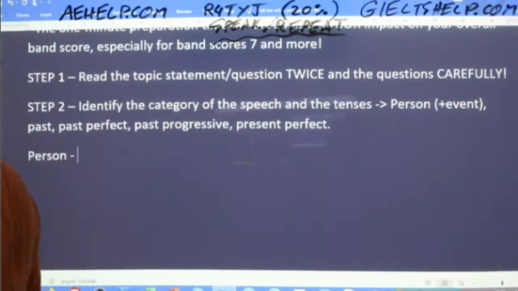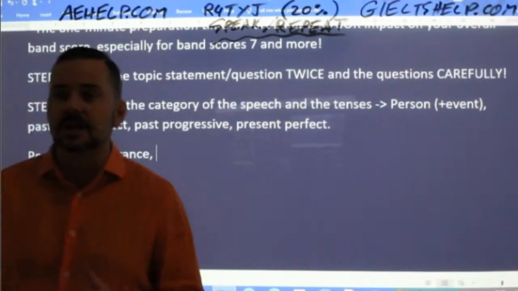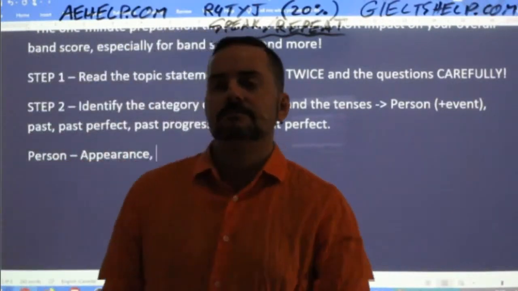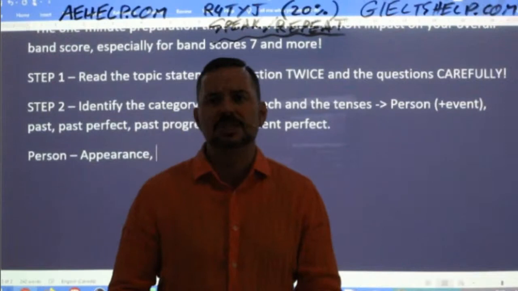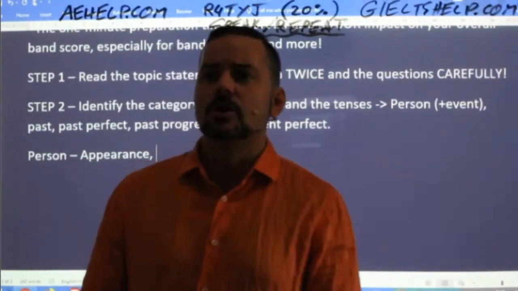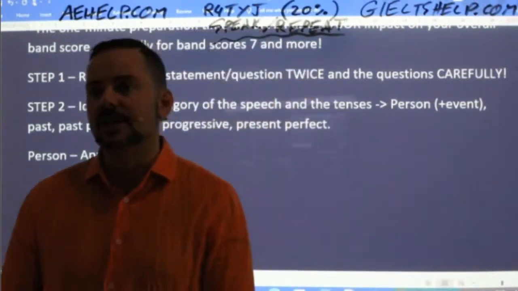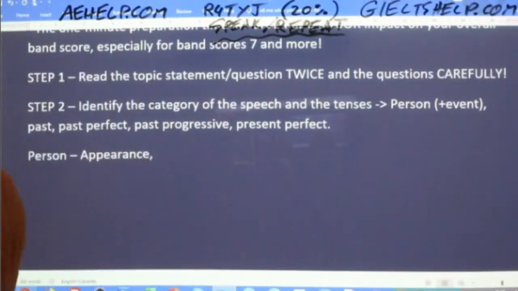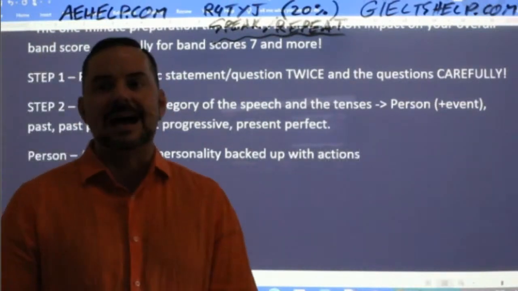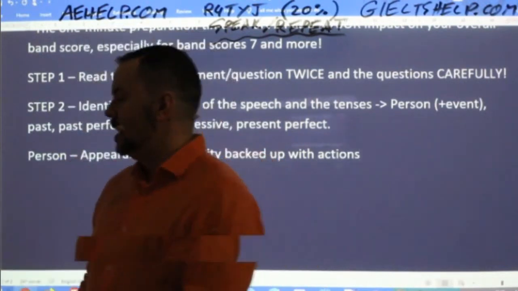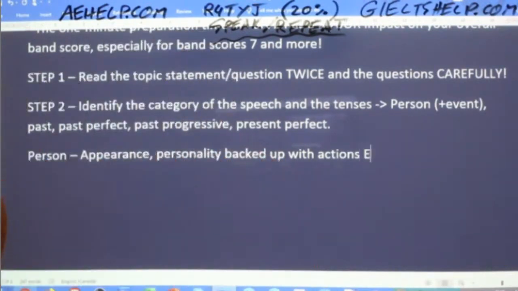Yeah, a little bit about appearance. So we definitely want to put a picture to the person, so what they kind of look like. Okay. So yeah, appearance. Abhishek says action. So personality and actions. Yeah, very good, Carolina. So personality backed up with actions. Yeah, okay, very good.